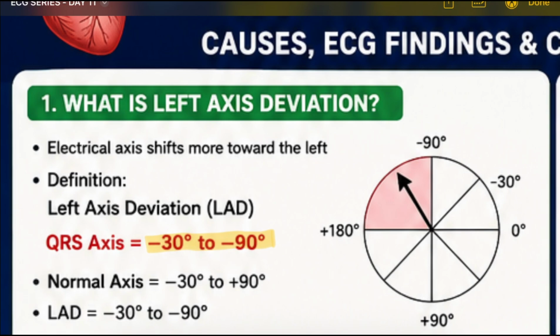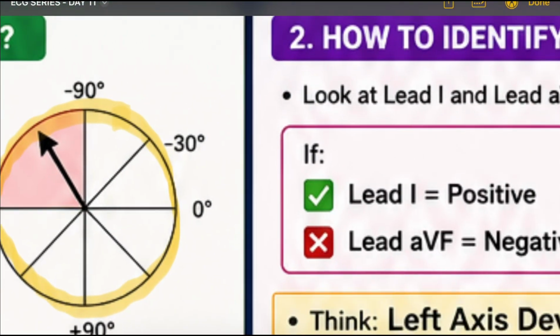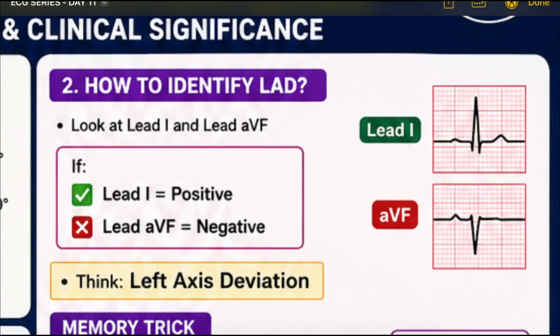In a simple analogy, imagine a compass. Normally the arrow points downwards and slightly left. If the arrow turns much more toward the left, that represents left axis deviation. Simple. Okay, so how to identify it?